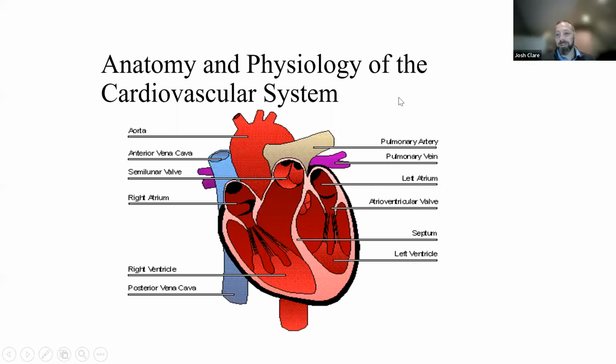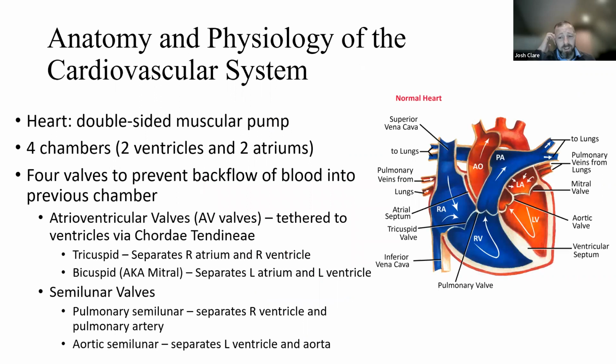I love teaching, and I love teaching about the cardiac system. Hopefully we'll just do a quick anatomy and physiology review. The heart is the pump of blood through the body. It's a double-sided muscular pump, with right and left sides. There are four chambers, two atriums and two ventricles, atriums on the top, ventricles on the bottom. So you have a right atrium and a right ventricle, a left atrium, and a left ventricle.